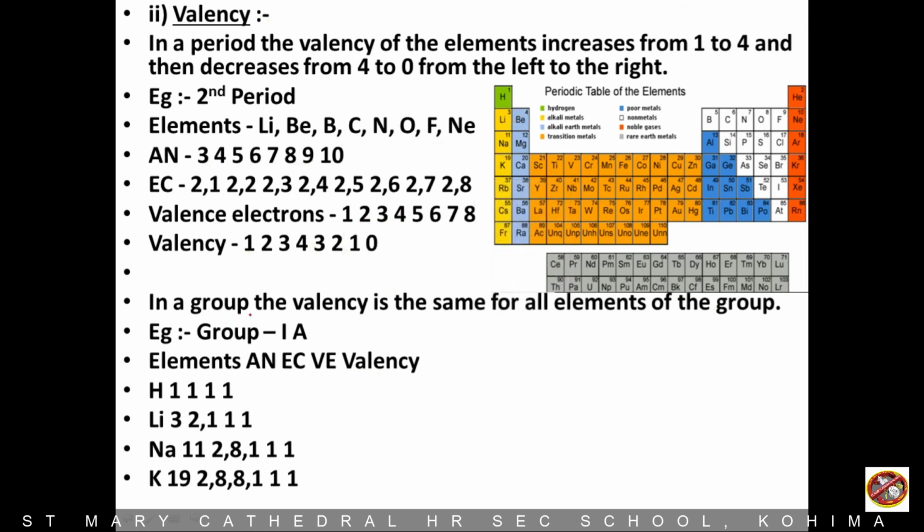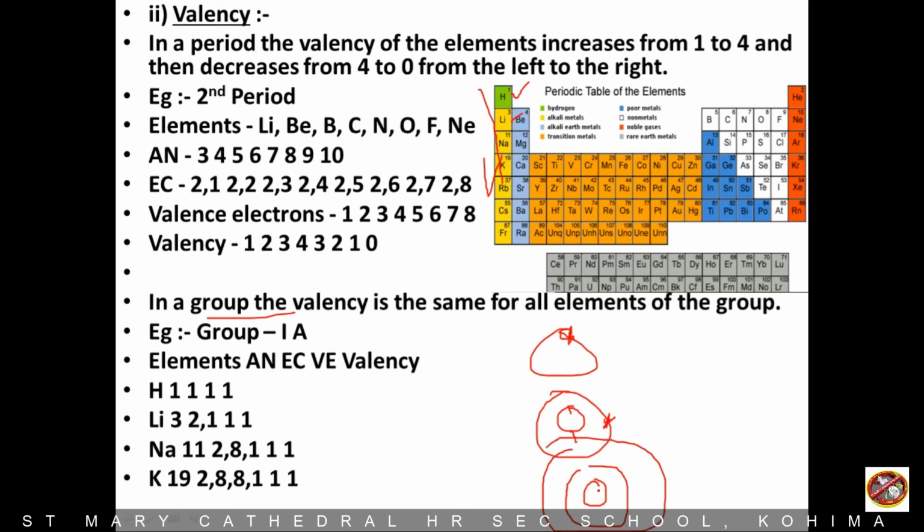Now in a group, the valency is the same for all elements of the group. Why I'm saying same is that if you see from top to bottom, for hydrogen they have only one electron at the outermost shell. When we talk about lithium, they have 2 shells, but again 1 electron in the outermost shell. When we talk about sodium, again there were 3 shells, right?